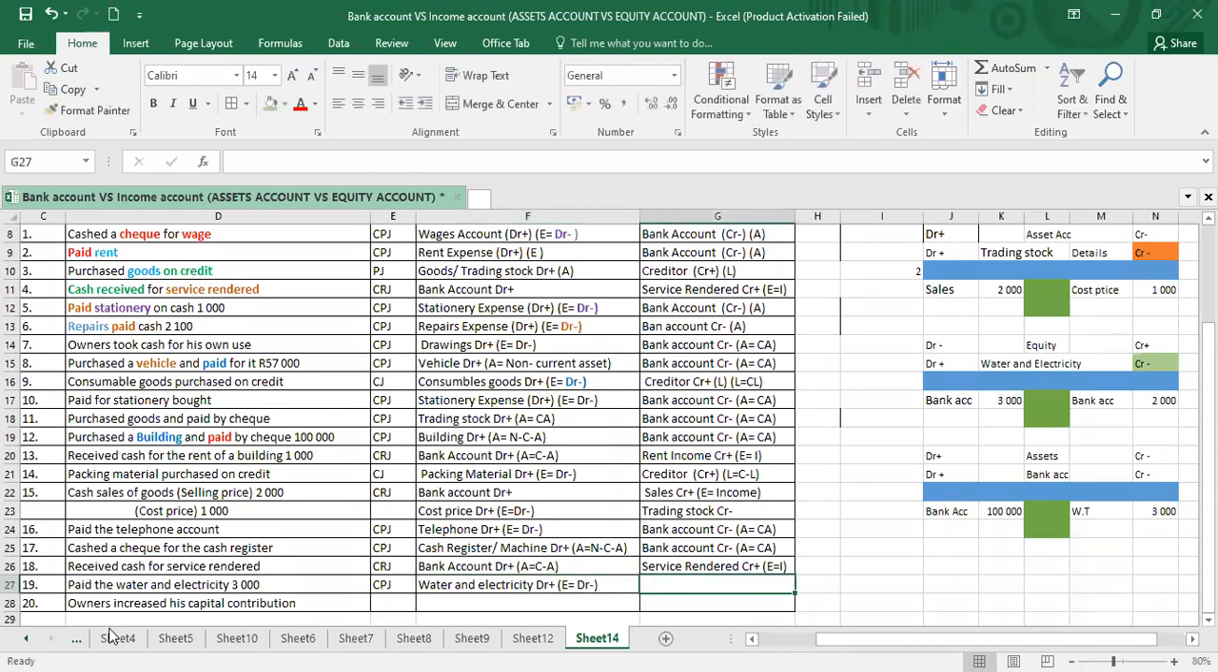So the word paid affects the bank account. So the bank account will decrease. We will credit the bank account. And bank is an asset, specifically current asset. The last item: owner increases his capital contribution. Is there anyone maybe who would like to try this one?